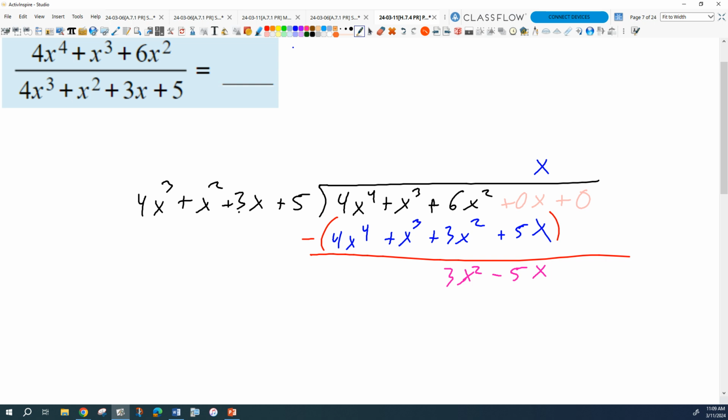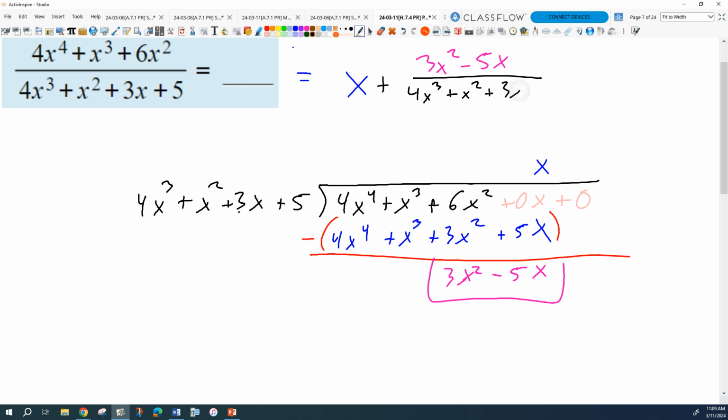The x squared is a smaller power of x than what I have outside, so I know it's the remainder, right? And so my final answer is pretty simple. It just looks like x plus my remainder over my original denominator. There it is. Okay, good. Work day tomorrow.